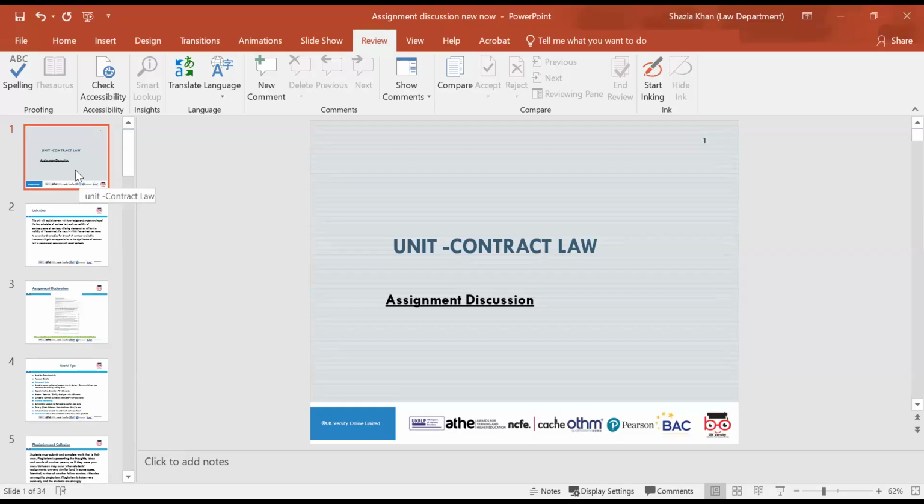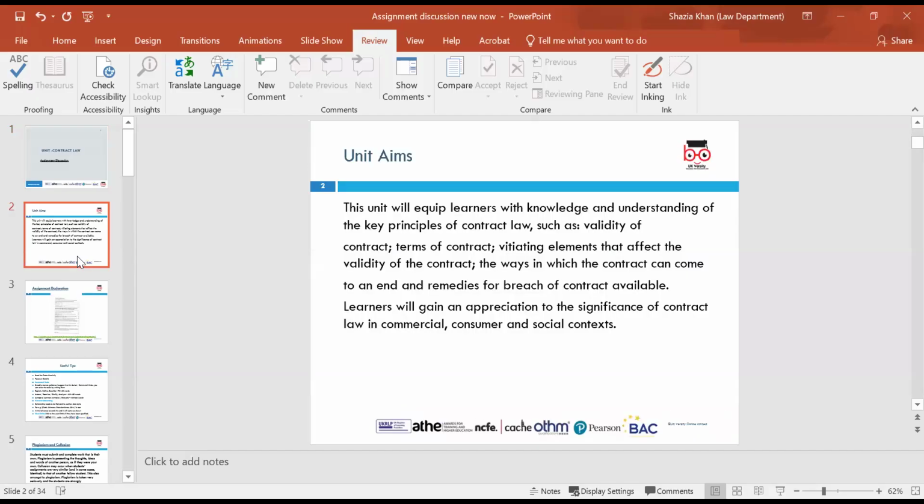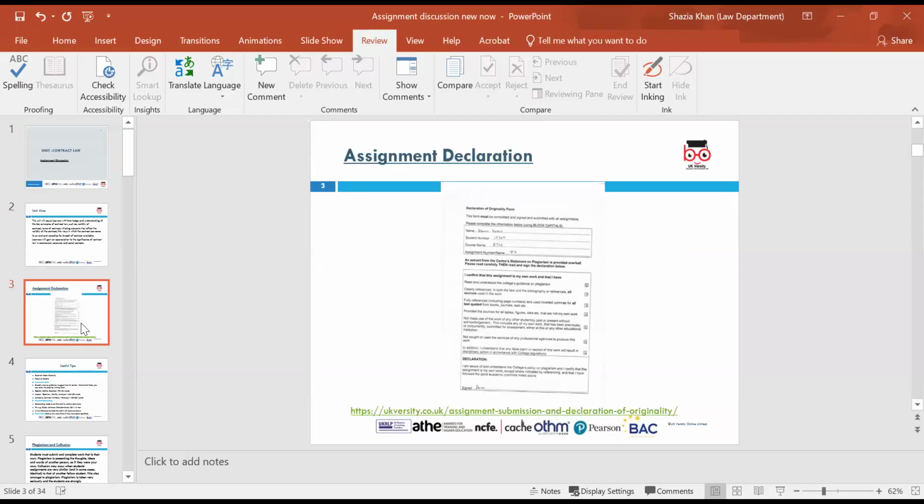The plagiarism policy is really important because you are signing a declaration, which we'll go through a little bit, and make sure you are following the plagiarism policy and not the use of AI and things like that, because people are doing it too much nowadays. So this is the assignment. The unit aim is to equip learners with the knowledge of key principles of contract law, such as validity of contract, terms of contract, mitigating elements that affect the validity of contracts, remedies for breach, and looked at the commercial and consumer context.